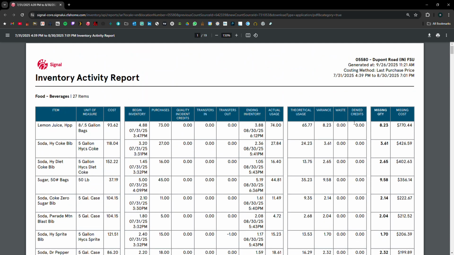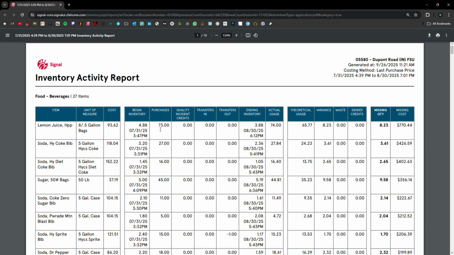So the way it works is you have your item, your unit of measure, which just tells you how it's measured. So this is 8 half-gallon bags. The cost for a unit of measure, so a case costs $93.62. Then you have the beginning of the end of month count from the end of July. You have the ending inventory count from the end of August, so it's just the month of August. But then you have purchases in, which is 73, any credits, any transfers in, any transfers out. That's if we were borrowing or lending, and then the ending inventory.